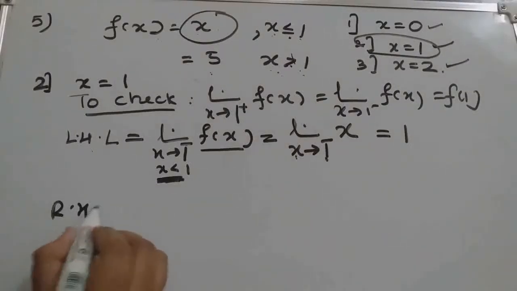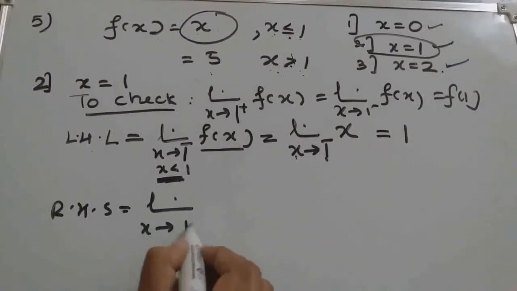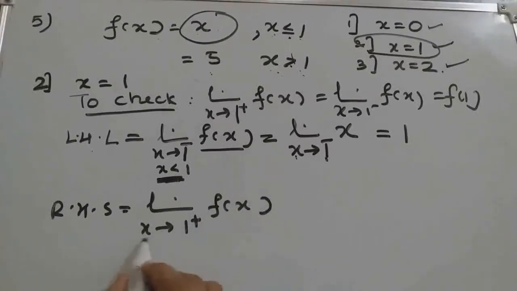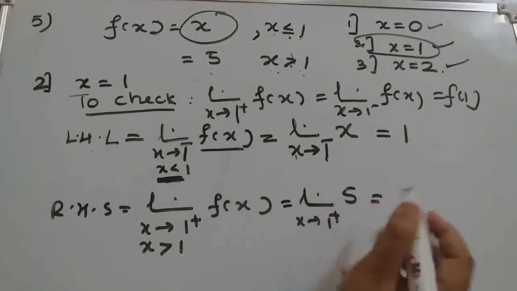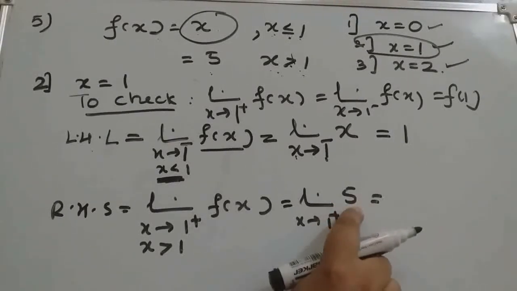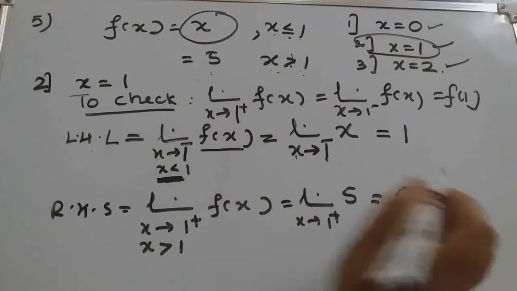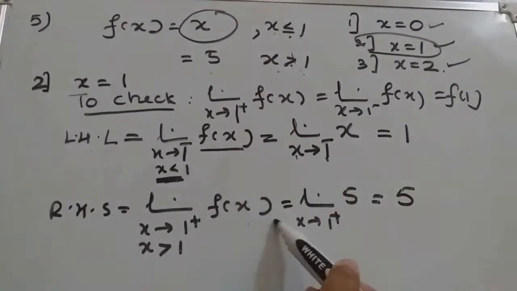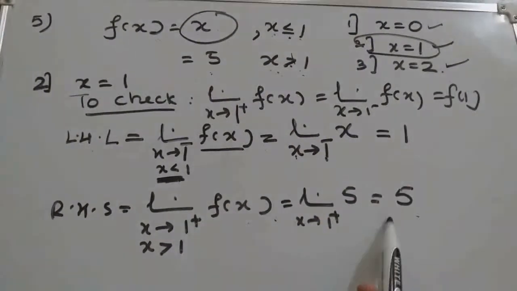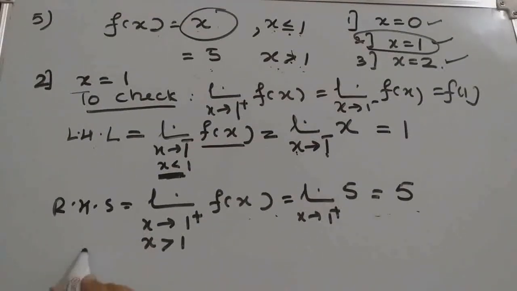Now the right hand limit means limit x tends to 1 plus. 1 plus indicates that the value of x is greater than 1. So in which function is it greater than 1? The second function, which means 5. Now this function is a constant function independent of x, so this will be 5 only, isn't it? Now you can observe both the limits are unequal. That means the limit does not exist. If the limit does not exist, how can we say anything about continuity? So we can write the function is not continuous since the limit does not exist.